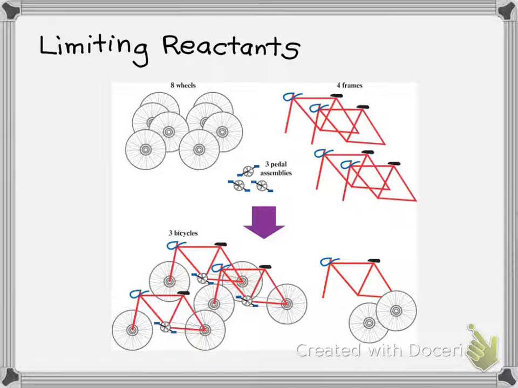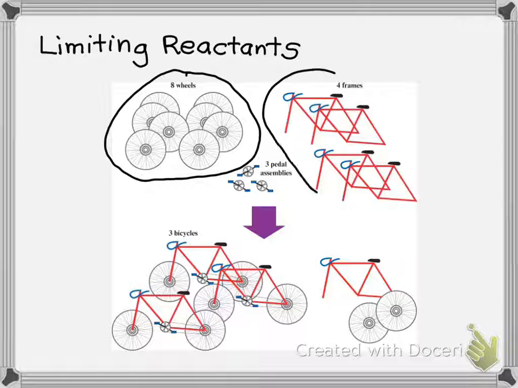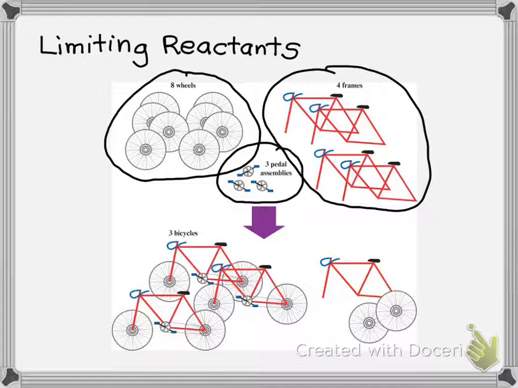So here, you go out to the garage or whatever and you have some things to make a bicycle. And you have 8 wheels, 4 bicycle frames, and 3 pedal assemblies. So that's what you're starting with. It's kind of like your reactants. And you start to assemble the bicycles.